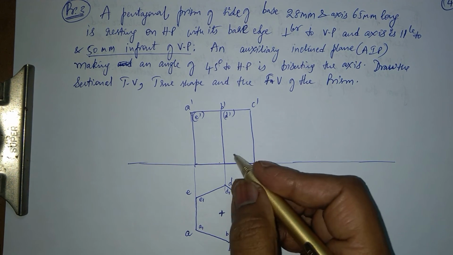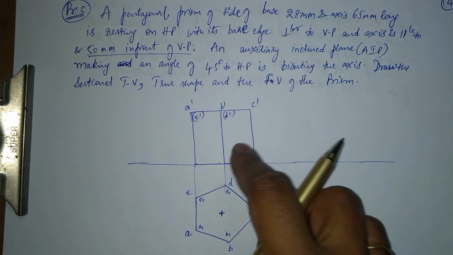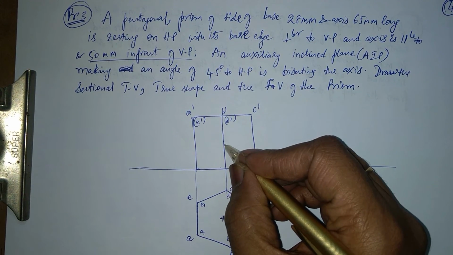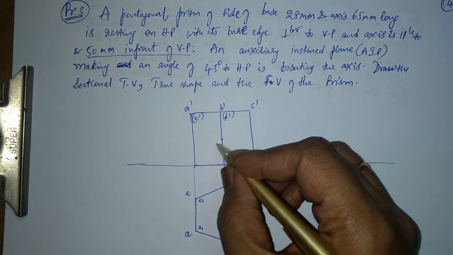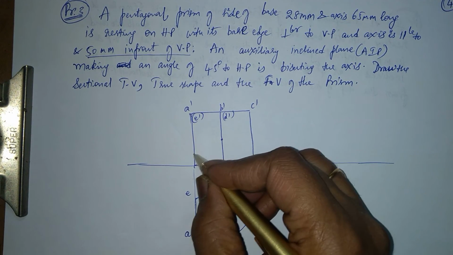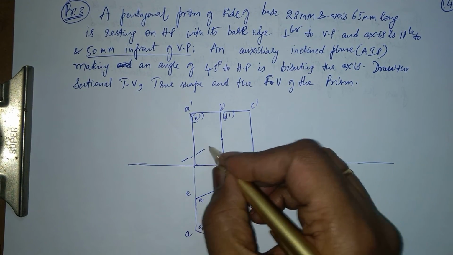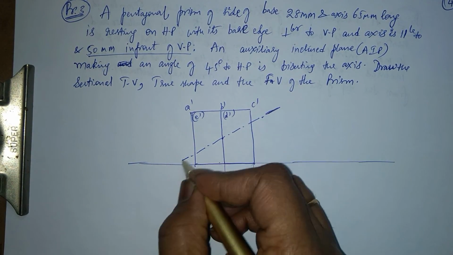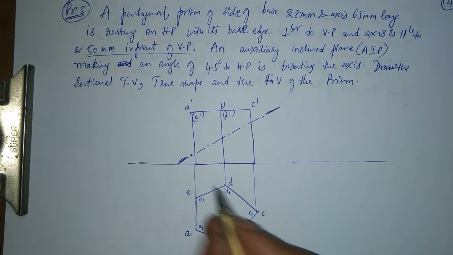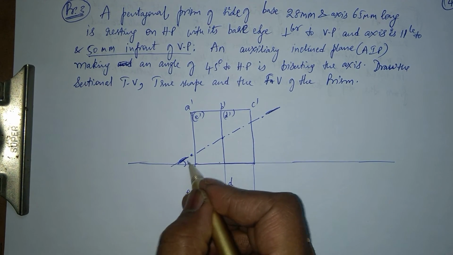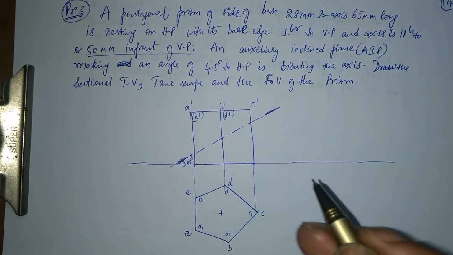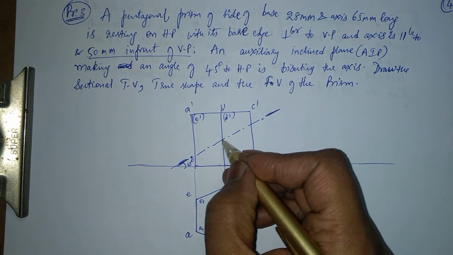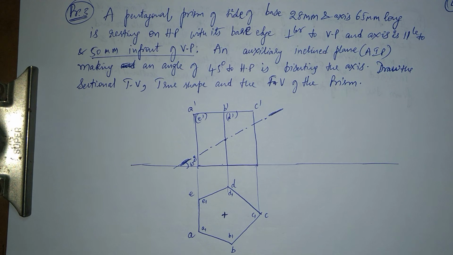Now let's get to the point here. Now this is making an angle 45 degree to the HP. This is the center point. So 45 degree would be something like this. If it's cutting like this, this is your auxiliary inclined plane. Okay, this is making 45 degrees to the HP. This is the midpoint. If this was 65, this is where this is being cut.